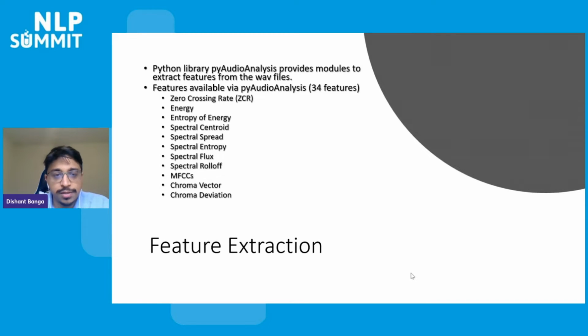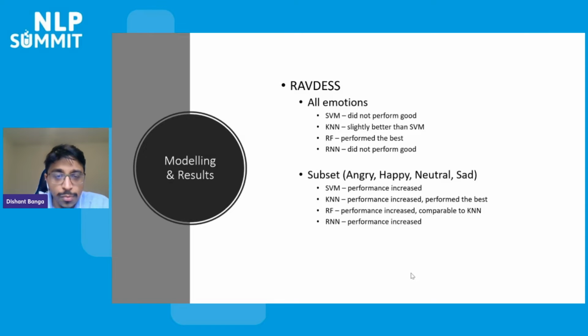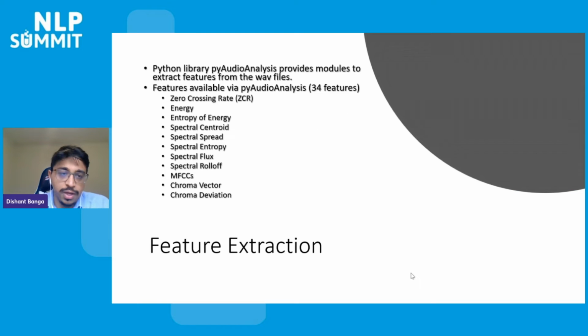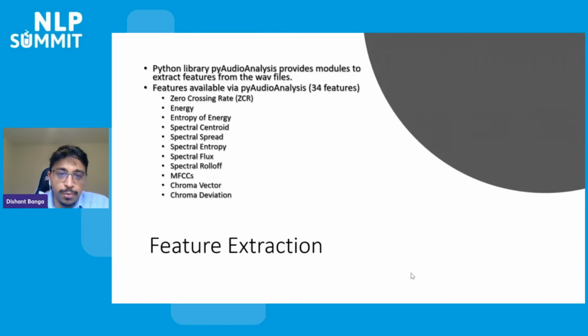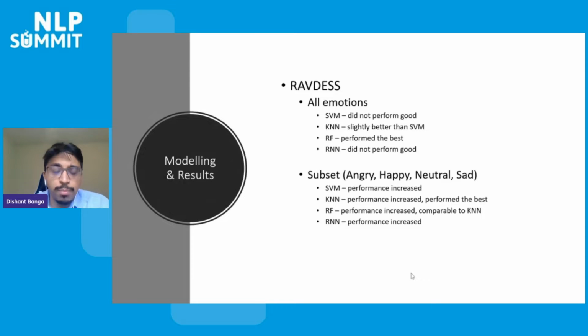So for different data sets, we have tried different models. For the RAVDESS data set, we have all the emotions included, which we saw in previous slides: neutral, calm, and all the seven emotions. And then we have used different models like support vector machine, KNN, random forest, RNN. And then again, we have taken a subset of that RAVDESS data set, which is specific to a few emotions, angry, happy, neutral, and sad, and used the same kind of machine learning algorithms to build them.